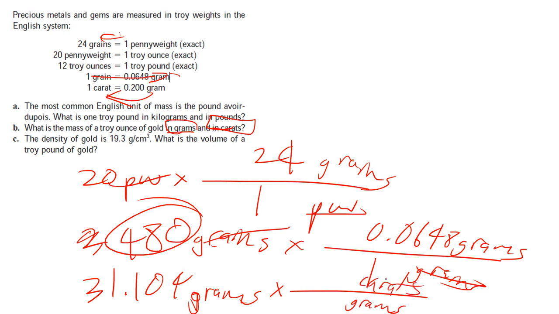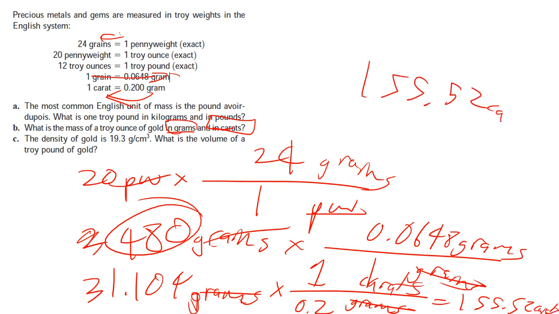1 carat has 0.2 grams. Grams cancel, and you just multiply 31.104 divided by 0.2. You get 155.52 carats. Okay, so 155.52 carats. Final answer.